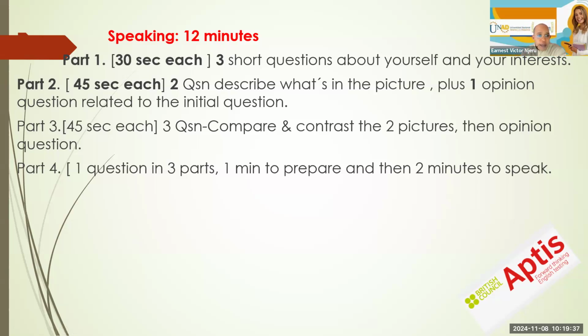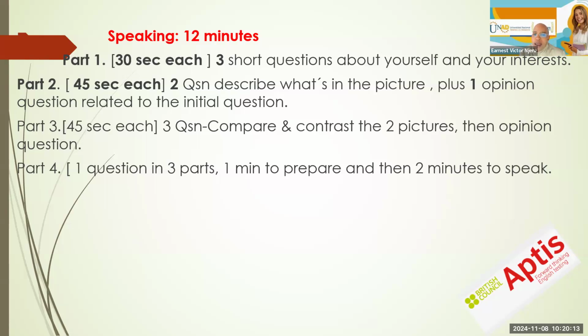In part 2, you have 45 seconds. There are 2 questions, and you're supposed to describe a picture. In the first one, they'll ask you to describe what you can see in the picture. After that, they'll ask you another question related to the initial one, which is an opinion based on the picture. Maybe you find a picture of people playing soccer, and then they ask you, do you think sports are important in our lives? So you're supposed to give an opinion on that.